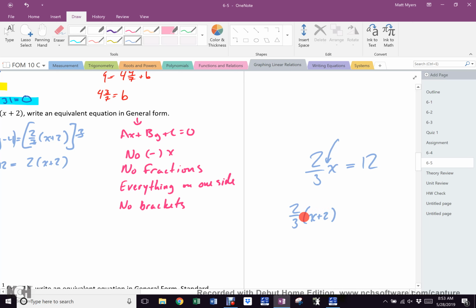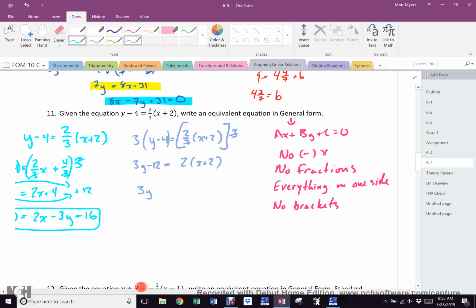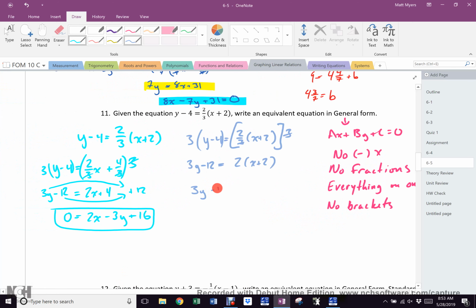So this is the same thing as this. This is 2/3 times x. This is 2/3 times x plus 2. So I could still multiply by 3 and get rid of it because that x isn't getting touched yet. So 3y minus 12 equals 2x plus 4. And you can see we're now at the same spot. We just didn't distribute that fraction.